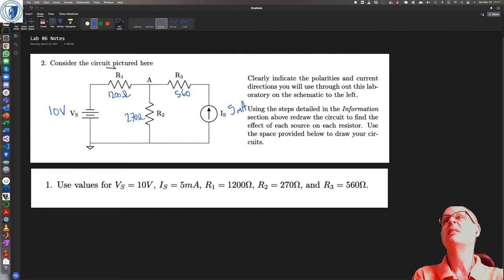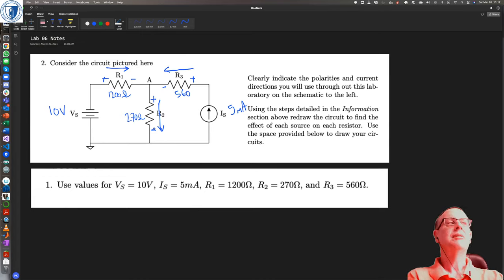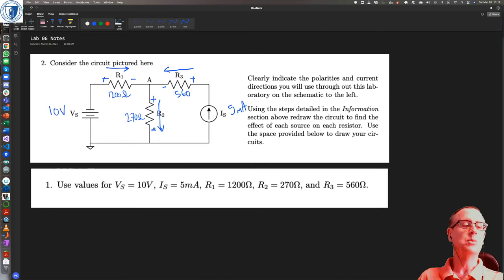Right, so I'm going to define IR1 that way, which means my VR1 is like that. I'm going to define IR2 that way, which means my VR2 is that way. Maybe let's not do that. Come on, why doesn't it ever let me select the eraser? Let's not do it that way. Let's do it that way so that the plus sign is there. And then just because that one's going in that direction, I think it's a good idea to select our IR3 going in that direction. Okay, now we need to keep those polarities throughout. So let's see what that does.